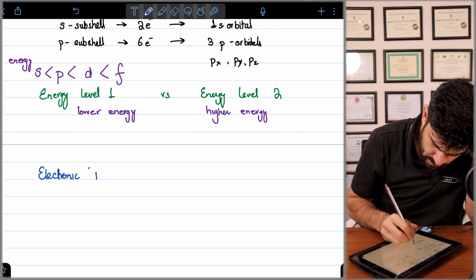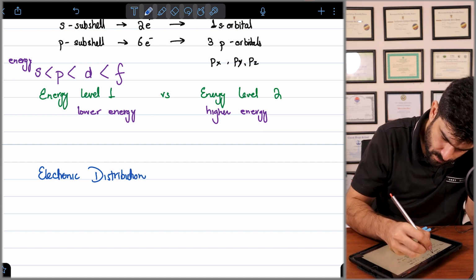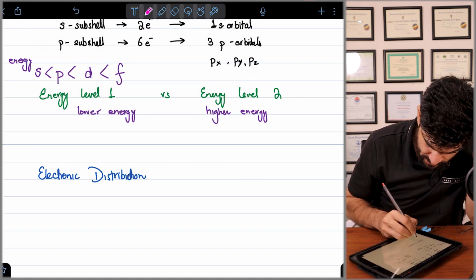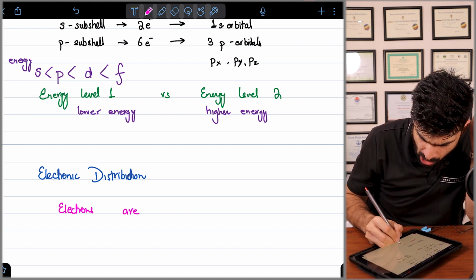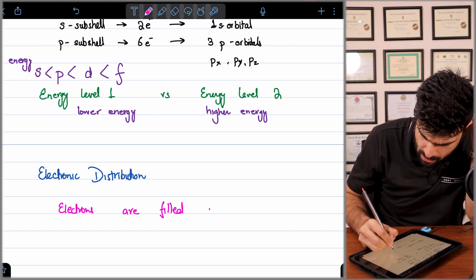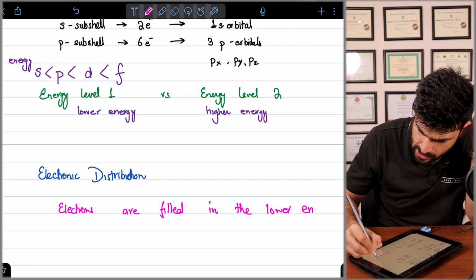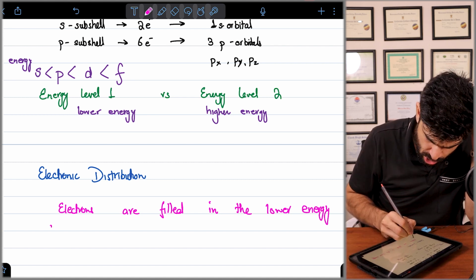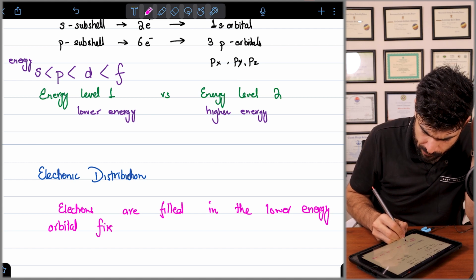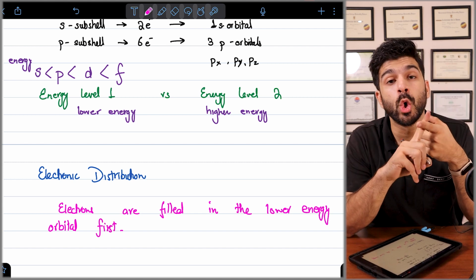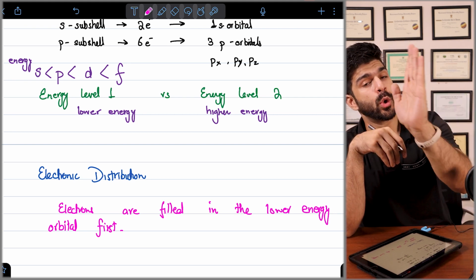Electronic distribution, the concept is electrons are filled in the lower energy orbital first. Electrons are filled in the lower energy orbital first. So you would know which has the lower energy.